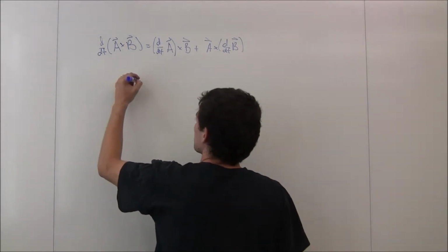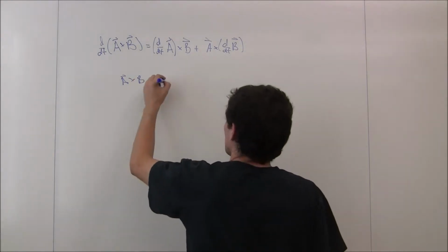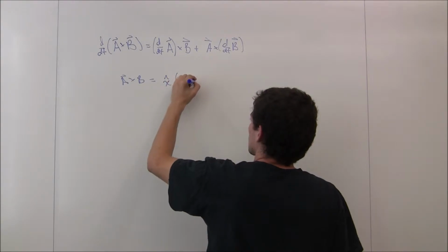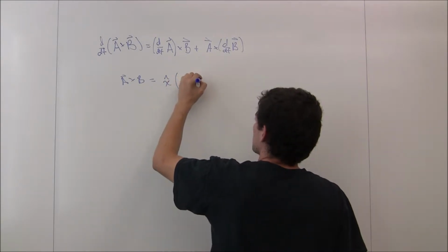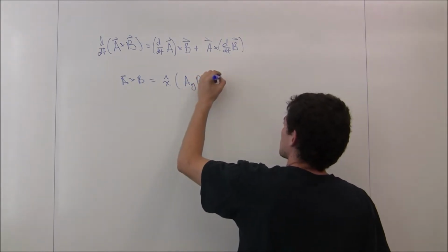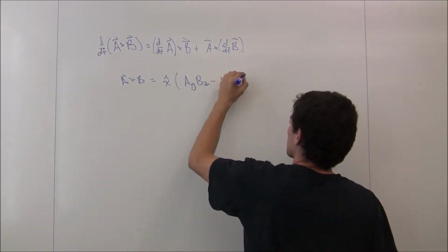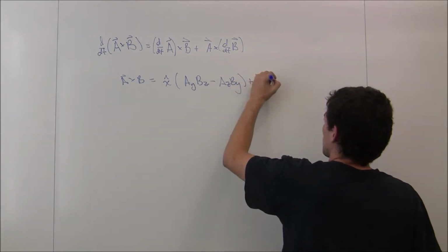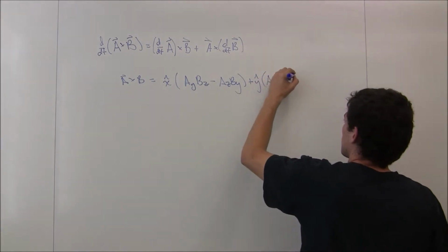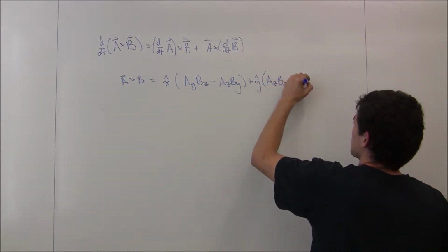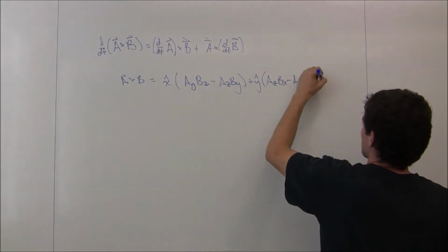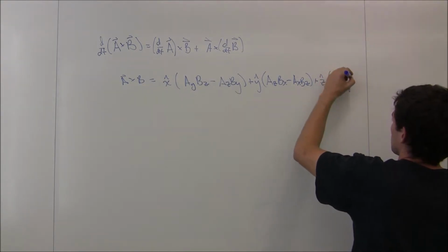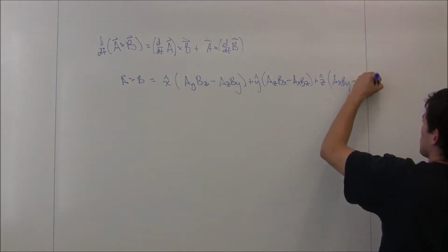So A cross B is equal to x hat times (a sub y b sub z minus a sub z b sub y) plus y hat times (a sub z b sub x minus a sub x b sub z) plus z hat times (a sub x b sub y minus a sub y b sub x).